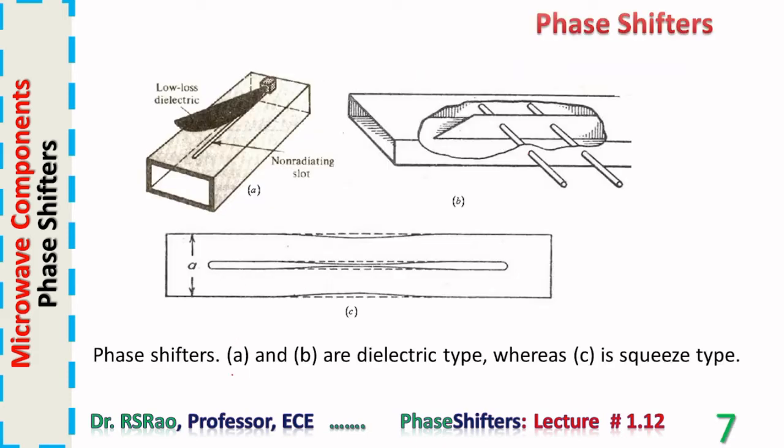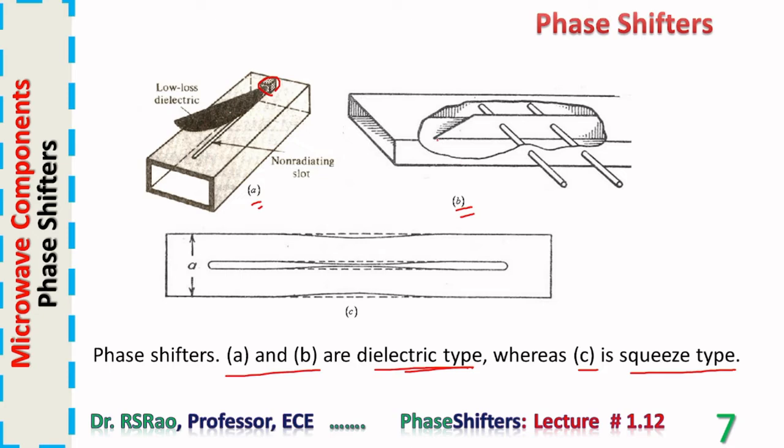Several phase shifters are illustrated here. A and B are dielectric type, whereas C is a squeeze type. Now notice A, B, C, they all have a piece of rectangular waveguide as part of their structure. In A, a slot is cut in the broader wall at the center, and a dielectric slab is being introduced into the guide. A hinge arrangement is there. With the help of this arrangement, different amounts of dielectric slab can be introduced into the guide, thereby ultimately having different amounts of phase shifts.